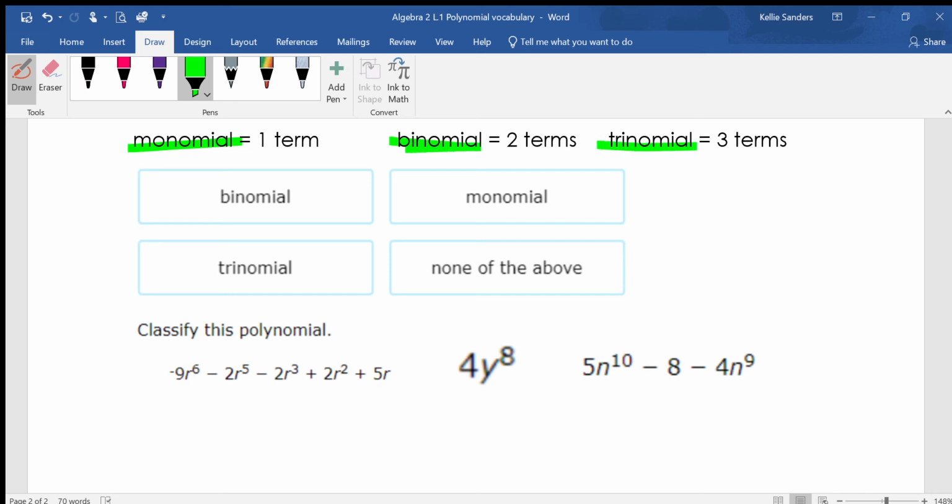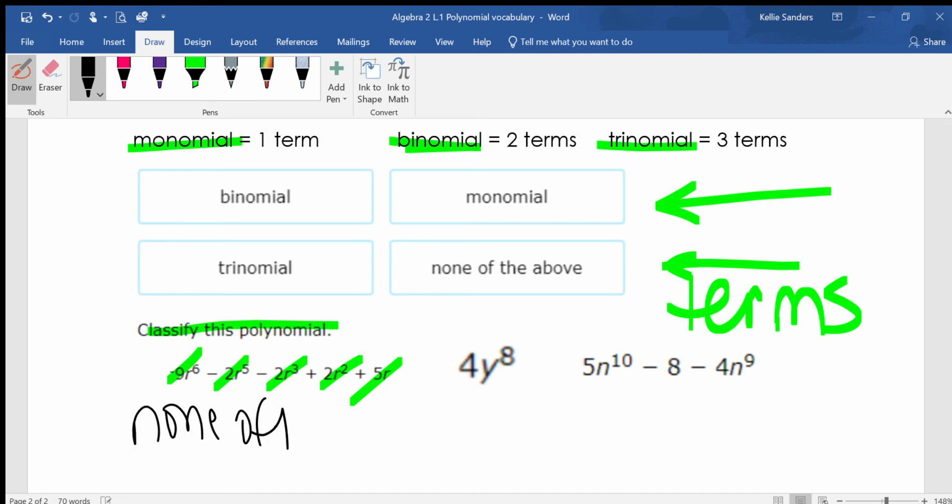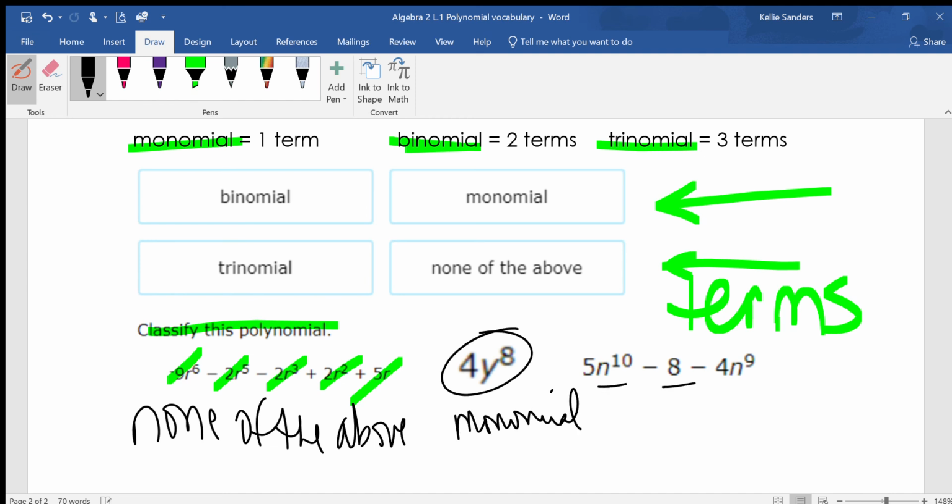So whenever it says classify the polynomial and you're given these options, you're looking for the number of terms. So we have 1, 2, 3, 4, 5 terms. So it doesn't have 1 term or 2 terms or 3 terms. It has many terms. So it's going to be none of the above. This one just has 1 term, so it's a monomial. This one has 3 terms, so it's a trinomial.